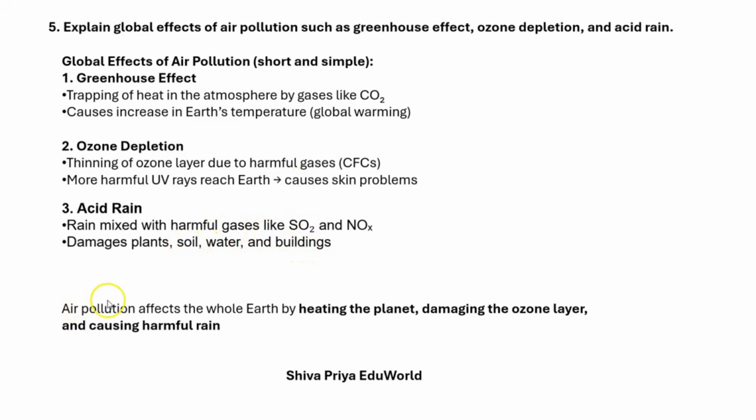So finally, you have to understand that air pollution affects the whole earth by heating the planet and damaging the ozone layer. After that, it will cause harmful rain, that is acid rain.